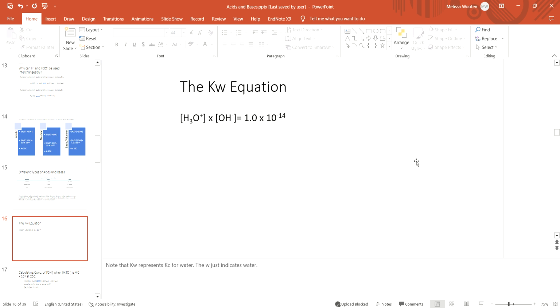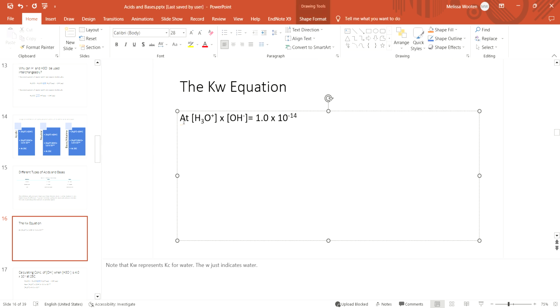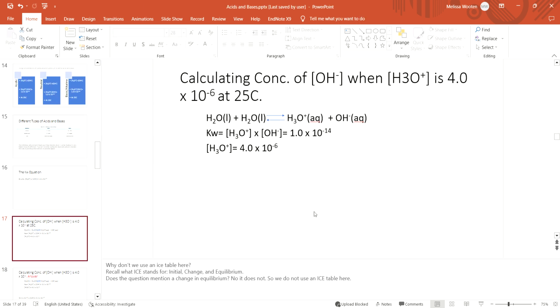This slide just illustrates that the Kc expression for water is denoted as Kw. So this is just emphasizing that if it says Kw, it's not anything strange, it's just a special Kc expression. And this should say at 25 degrees Celsius, because again, the temperature can cause this to change, as we will talk about in just a second. But first, let's calculate the concentration of OH minus when the concentration of H3O plus is 4.0 times 10 to the negative 6 at 25 degrees Celsius.